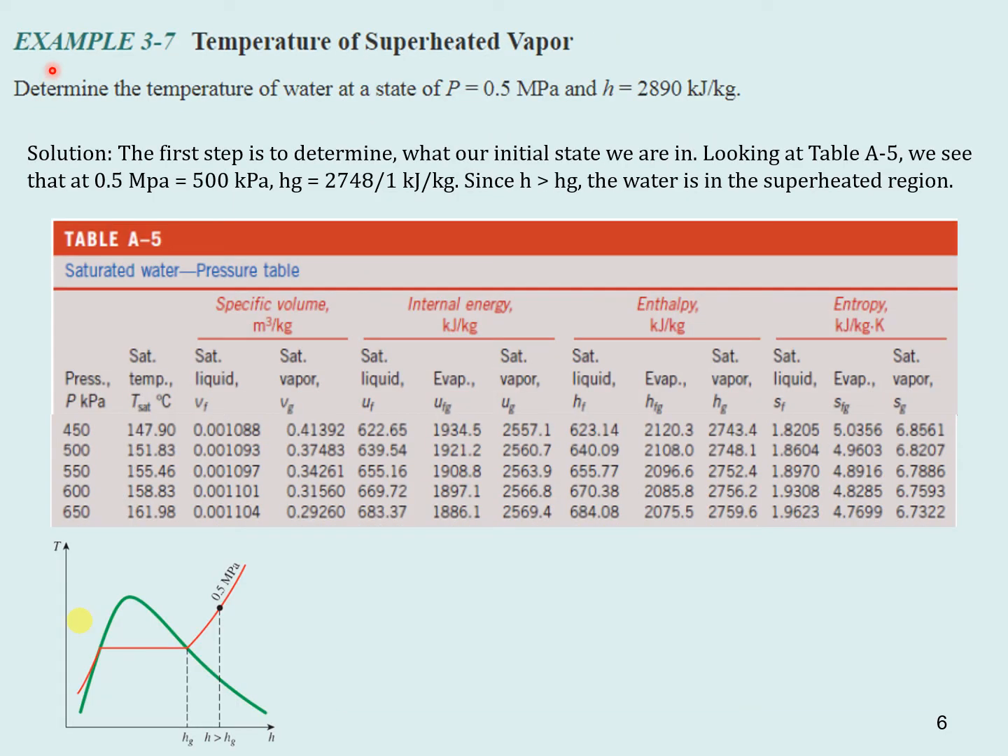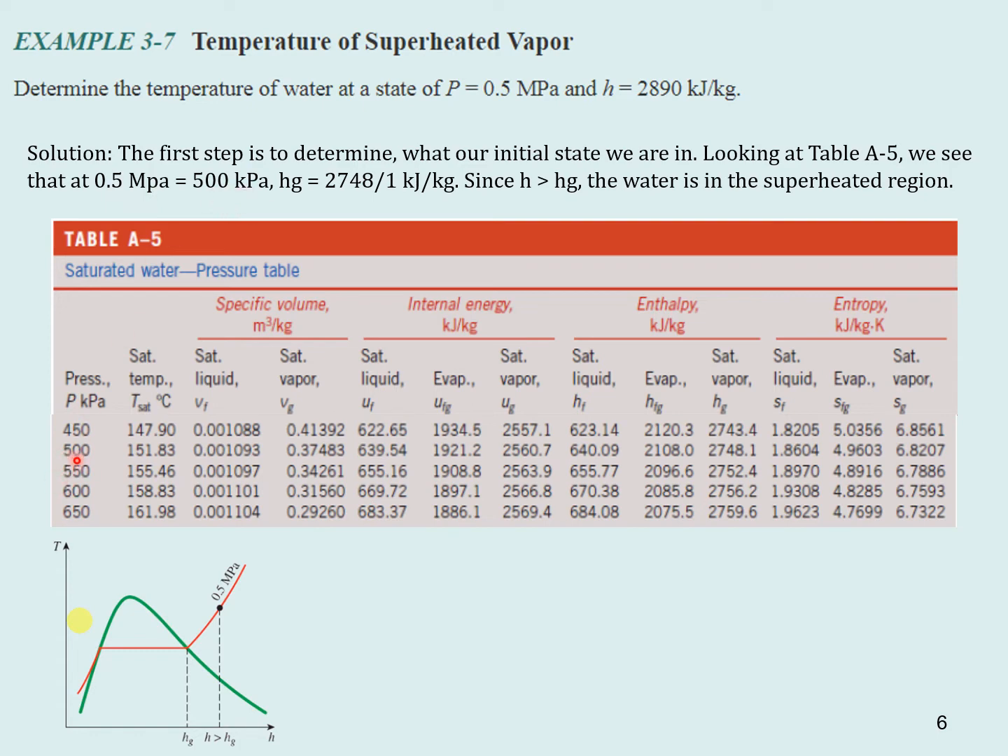Let's take a look at another problem. Determine the temperature of water at a state of pressure equals 0.5 megapascals and enthalpy equals 2890 kilojoules per kilogram. Again, the first step is to determine what initial state we're looking at. Here we have the metric system, and we have a pressure, so let's look at table A5. In table A5, first of all, we notice that the pressures are in kilopascals. So 0.5 megapascals equals 500 kilopascals.